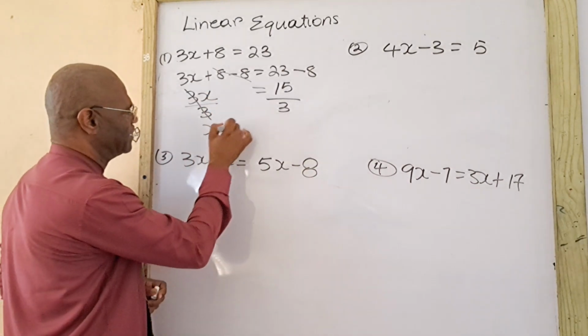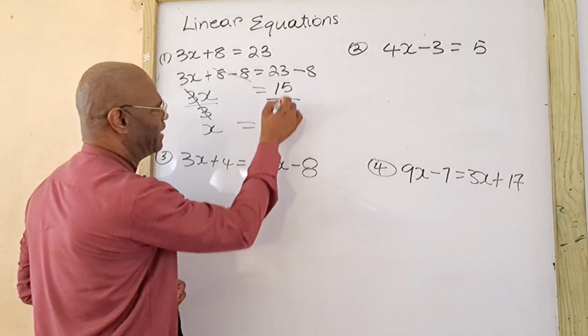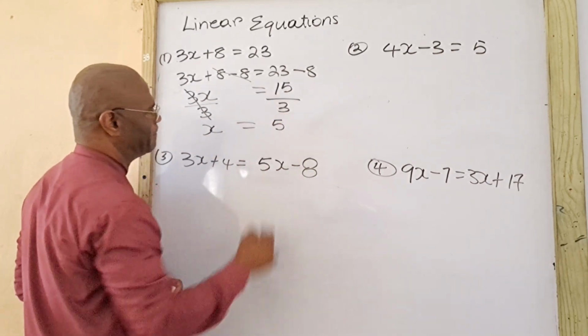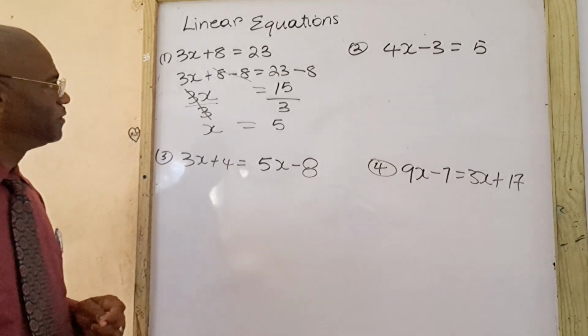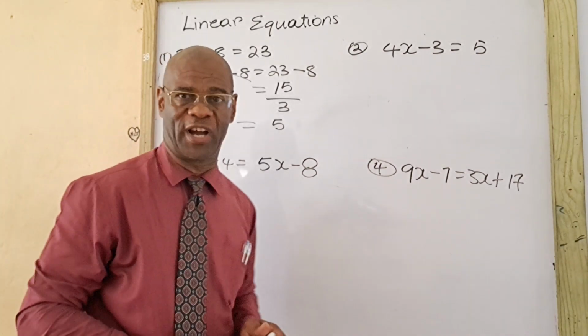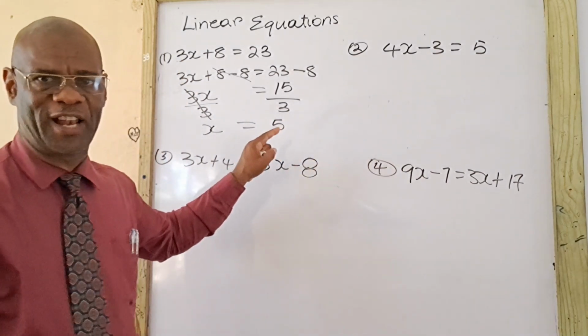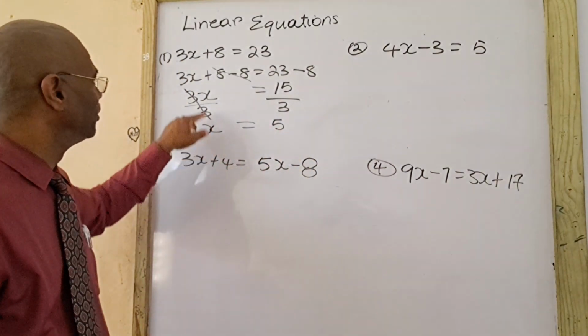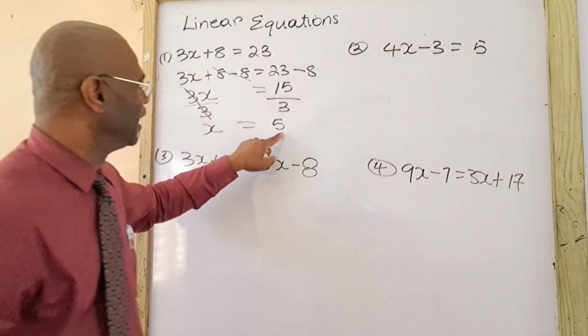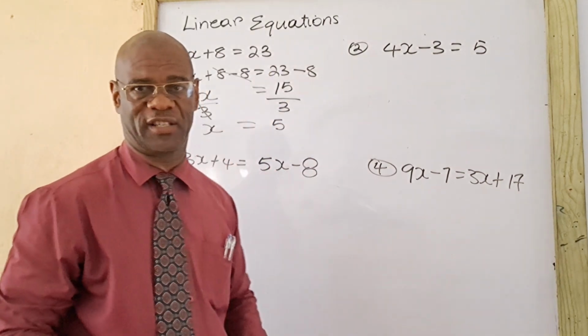We're left with x equals 15 divided by 3, which is 5. So x is equal to 5. Now to prove if your answer is correct, you can always substitute the value of x into the equation, and that will tell you if your answer is correct, right?